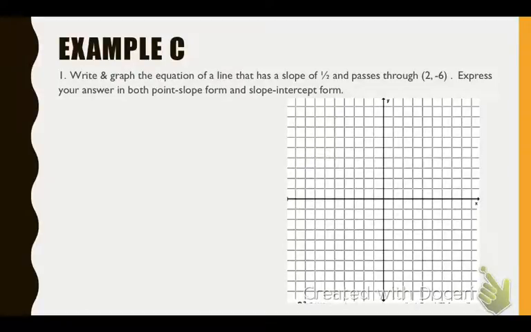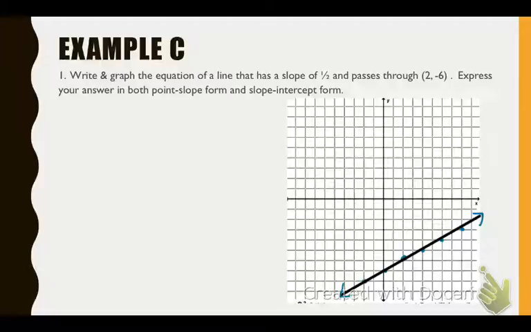Example C is hoping that you will see the similarities between point-slope form and slope-intercept form. So we are to start by graphing and then writing the equation of a line in point-slope form. So we're given that the slope is 1/2 and it goes through the point 2, -6. So I am plotting my first ordered pair at 2, -6, and it has a slope of 1/2, so it's going to go up 1, right 2, up 1, right 2, or down 1, left 2. I'm going to draw my straight line and add arrows to either end.